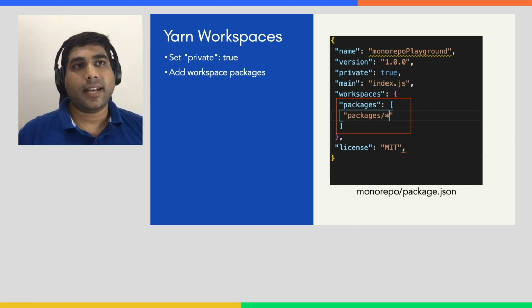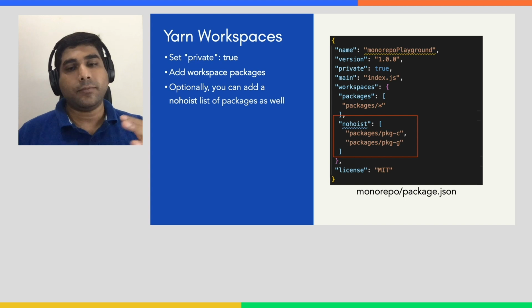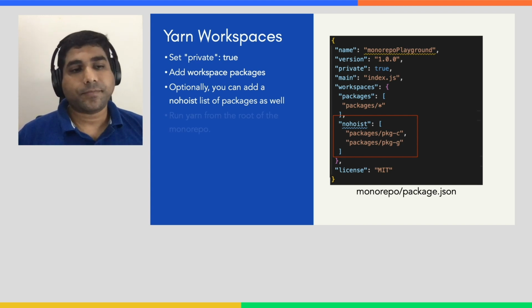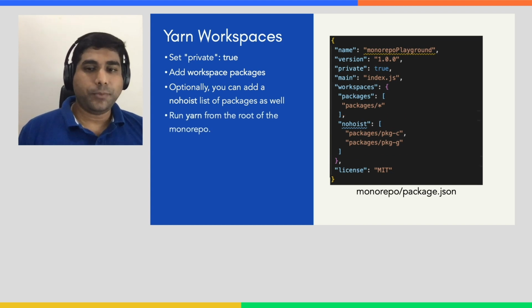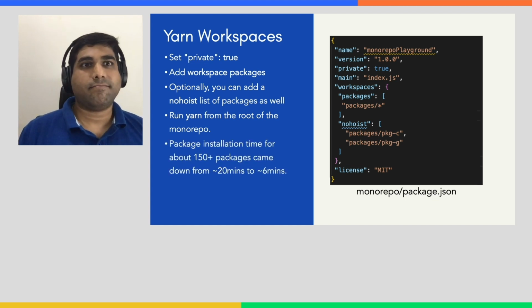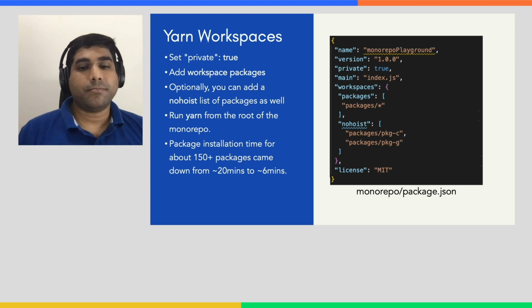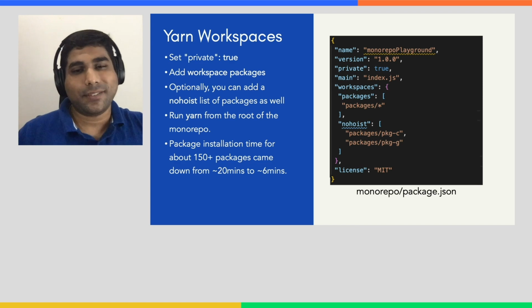Additionally, you can also have a no hoist configuration. Say if you have some packages that you don't want to hoist to the monorepo root level, you can exclude them from hoisting. And then all you need to do is run yarn from the root of the monorepo. So the package installation time, we use 150 plus packages, actually came down from 20 minutes that we used to struggle with before to 6 minutes. So this really improved a lot of developer productivity, right?